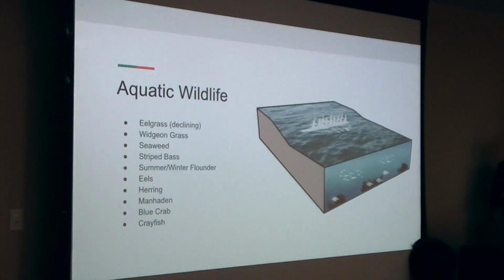This is just an overview of a sample of wildlife, aquatic vegetation and animals in the area. Eelgrass, which is actually declining in the state, provides good habitat for shellfish and other animals that dwell along the bottom of rivers. Widgeon grass, seaweed, striped bass, summer flounder, eels, herring, menhaden, blue crab, and crayfish. Some of you probably notice in Narragansett Bay, if you've ever fished before, you see fish like this, but in this river, they're mostly migratory and don't really breed in these areas.